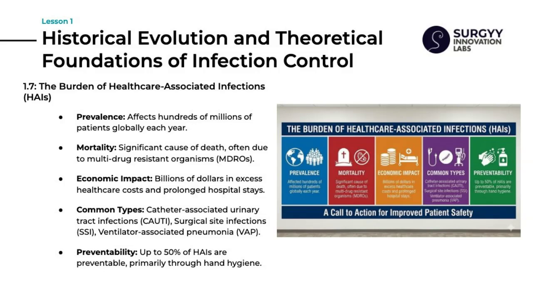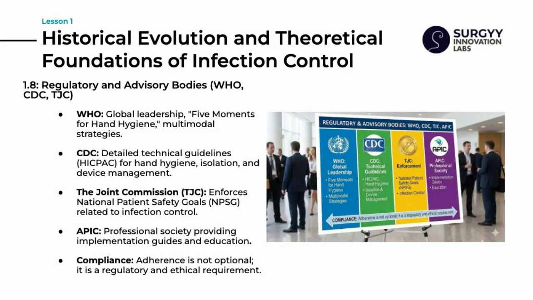Common types of these infections include catheter-associated urinary tract infections, surgical site infections, and ventilator-associated pneumonia. Importantly, the preventability of these conditions is high. Up to 50% of HAIs are preventable, primarily through the simple but consistent application of proper hand hygiene by all staff. Lesson 1.8 outlines the regulatory and advisory bodies that govern infection control.